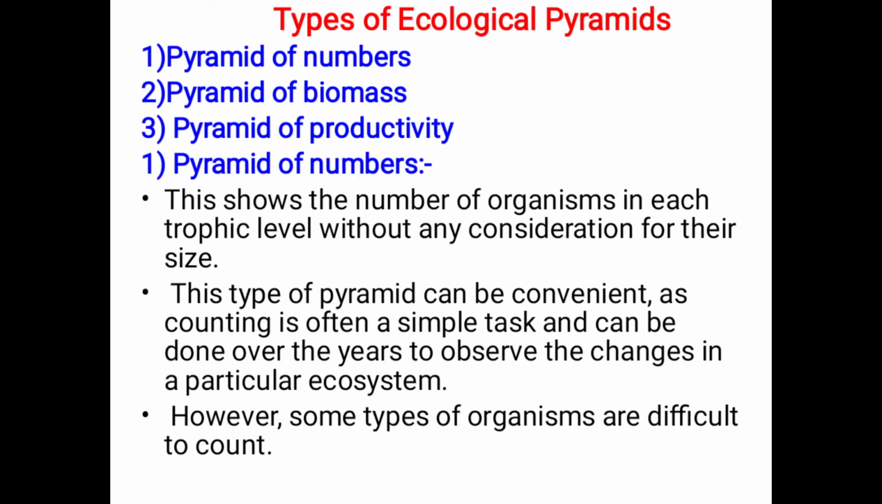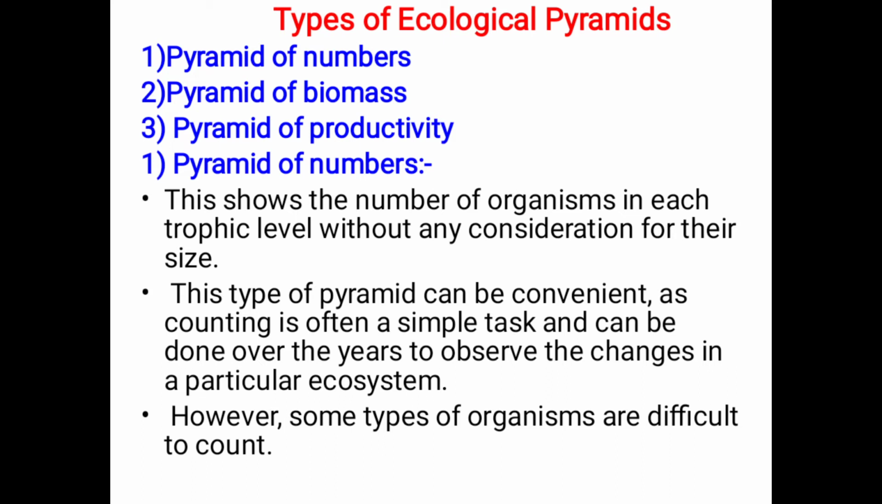Types of ecological pyramids. First one, pyramid of numbers, pyramid of biomass, pyramid of productivity. First one, pyramid of numbers. This shows the number of organisms in each trophic level without any consideration for their size. This type of pyramid is convenient, as counting is often a simple task, and can be done over years to observe the changes in the particular ecosystem. However, some types of organisms are difficult to count.